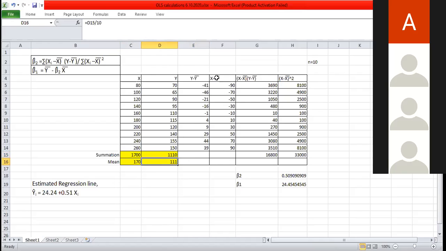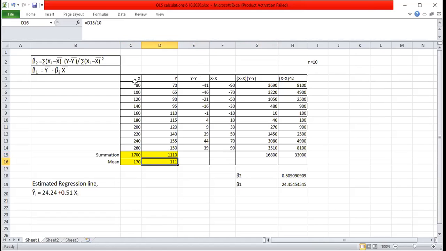So, y minus y bar, x minus x bar. How do you find x minus x bar? Obviously, you have all x values, 10 x values. You also have x bar. So from all the values, you subtract x bar. You get this x minus x bar. How do you get y minus y bar? You subtract y bar from y, not the other way. Don't do y bar minus y. We are doing y minus y bar. Okay. So far, so good.